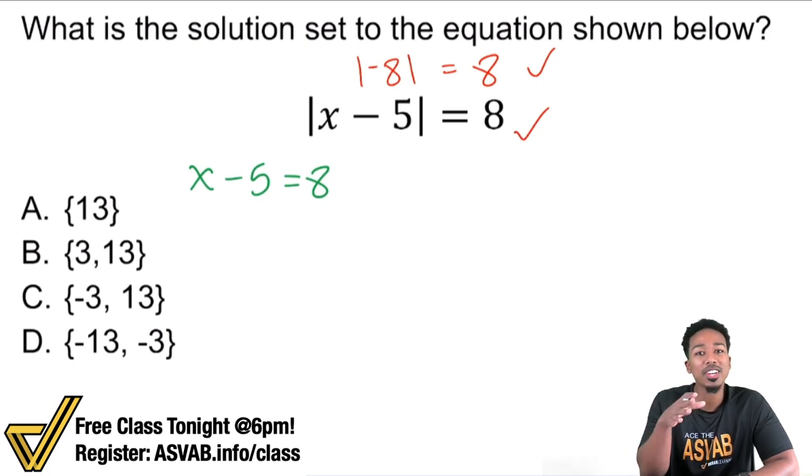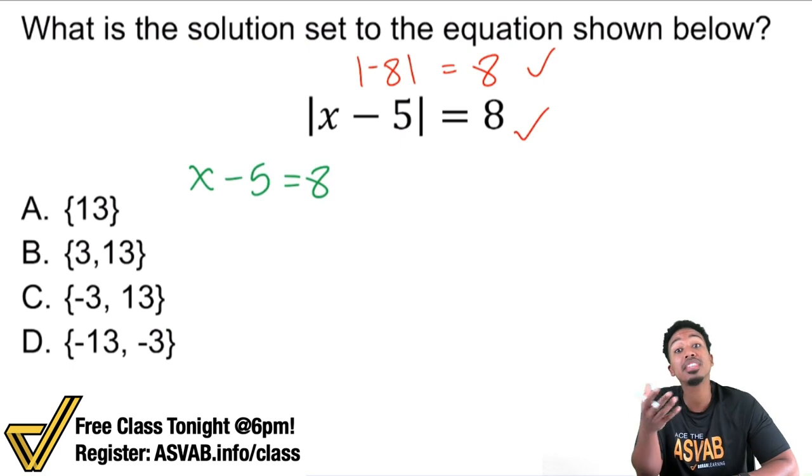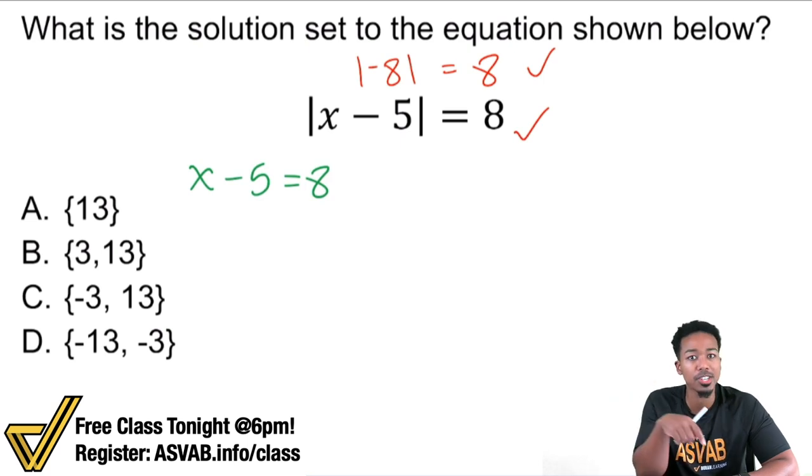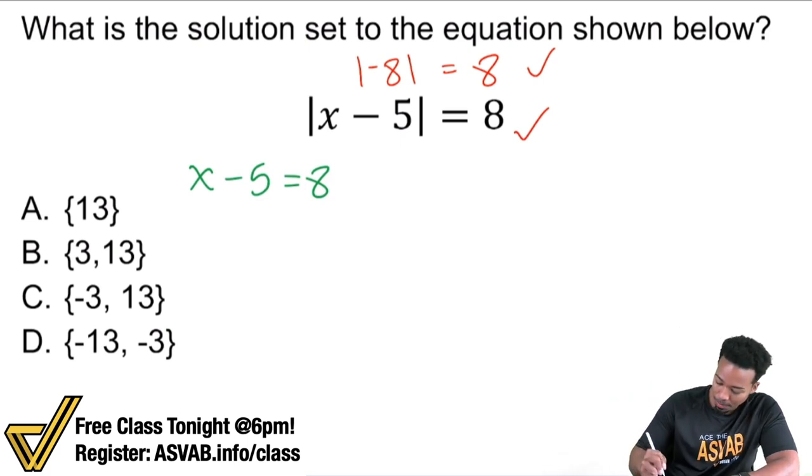So what you have to consider here is the positive version of the absolute value and the negative version. Because considering both, they will both get you to that positive 8, or the number that you see on the other side. And so with that said, what we're going to have to do as well is do this. I'm going to go ahead and just copy this, put it over here.